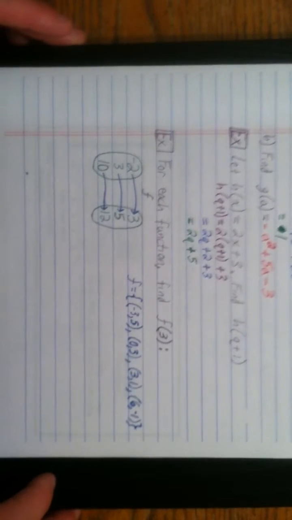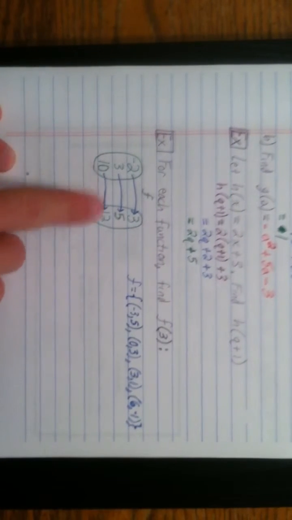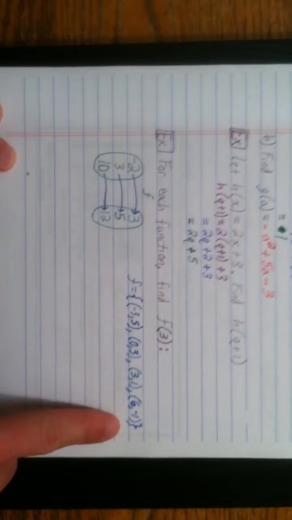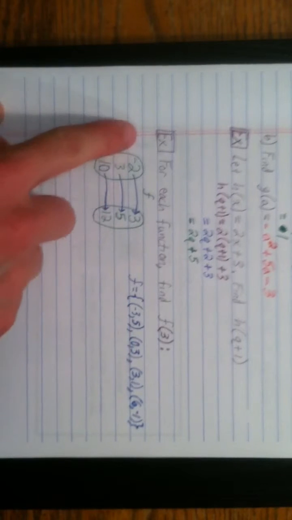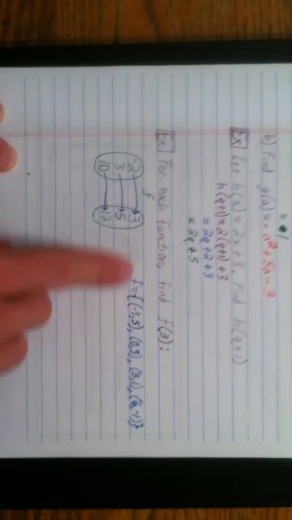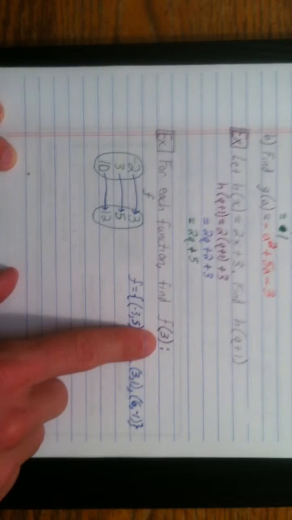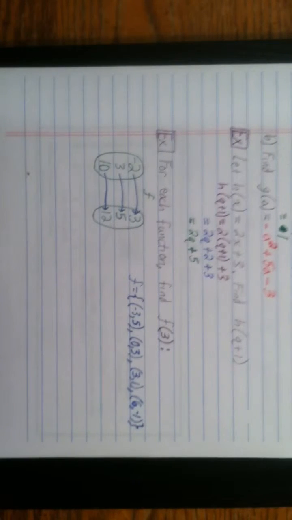Alright. And now finally, our last example here, we are given a mapping, and we're given a set of ordered pairs. And you're being asked for these two different examples. This is like problem A and problem B. Evaluate, find what is f of 3. Okay, so if you go back to the definition, what are we doing when we're finding f of 3? We're saying when x is equal to 3, what is our associated y value?